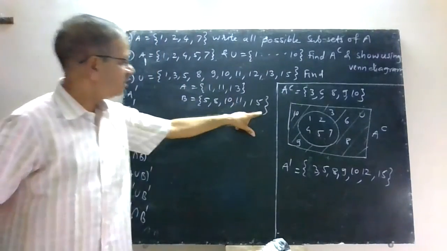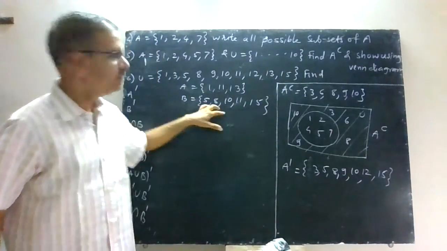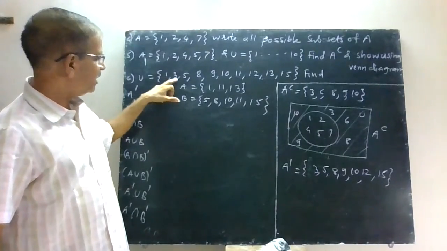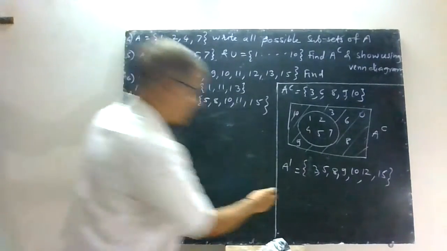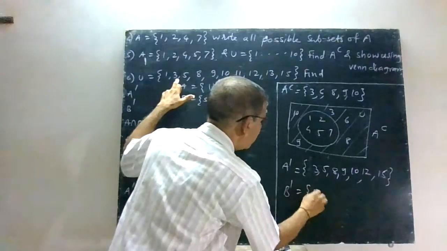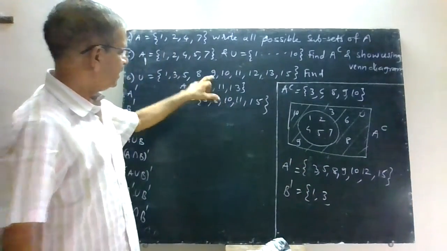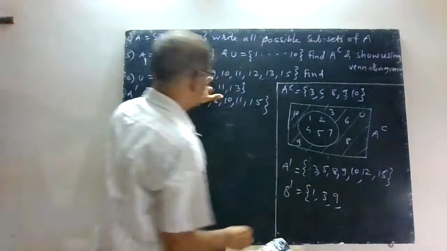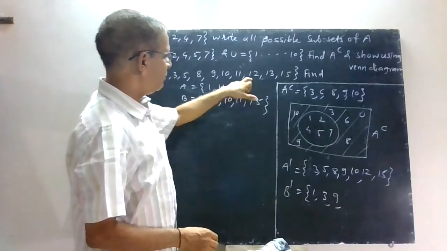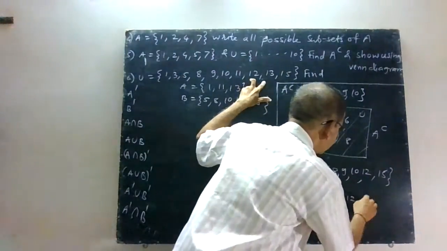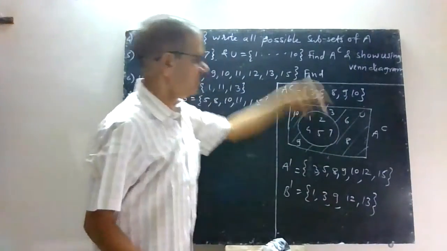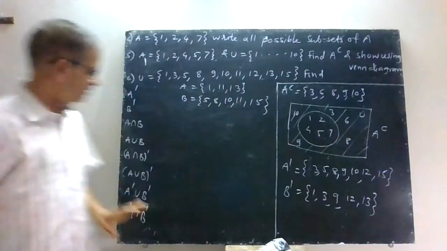Now you have to write down B complement. That means you will not write these 5 elements. So you will start with 1, 3. So it is B complement: 1, 3. 5, 8 you will not write. 9 you will write. Then 10, 11 you will not write. 12, 13 you will write. 15 is in B, so you will not write. So this is A complement and this is B complement.